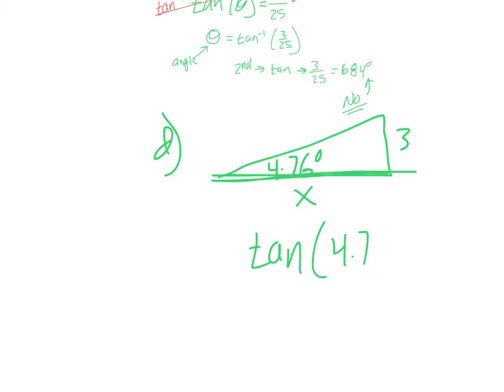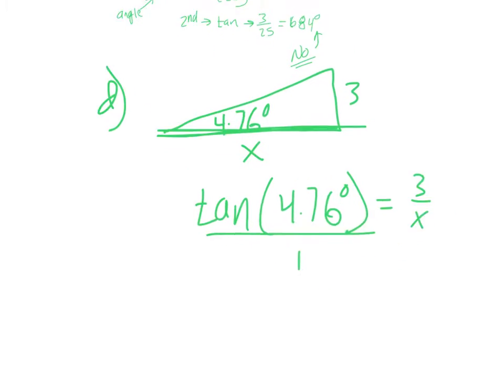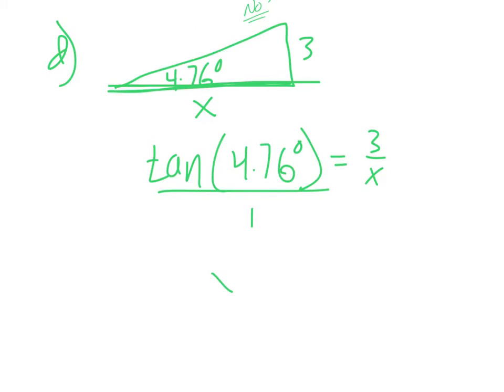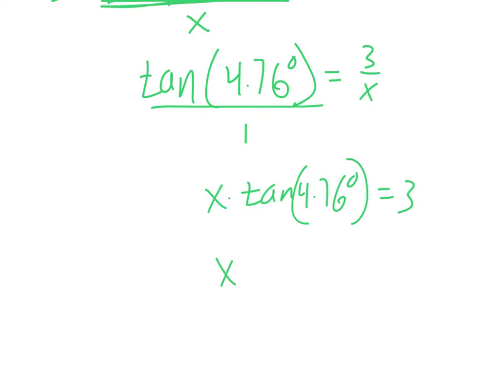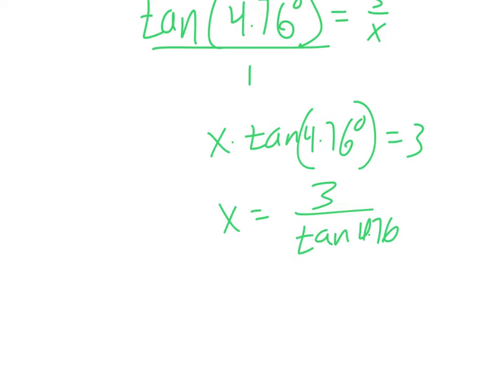But in this case, I know what my angle is. It's 4.76. I'm not trying to find the angle. I'm now trying to find a side length. And so this goes back to how we've solved several problems already. I'd cross multiply: x times the tangent of 4.76 degrees equals 3, and then divide both sides by the tangent of 4.76. So you get 3 divided by the tangent of 4.76, and then you end up with roughly 36.21 feet.